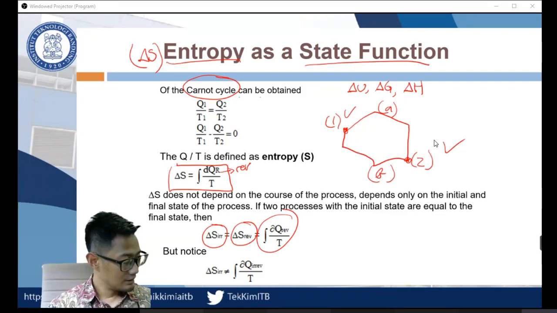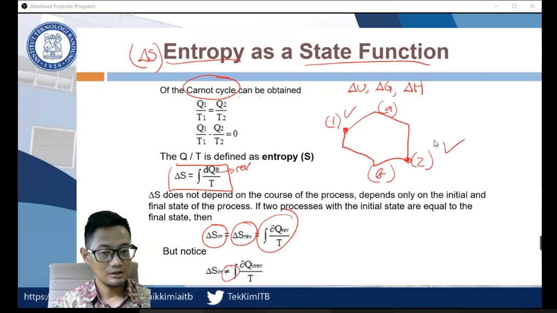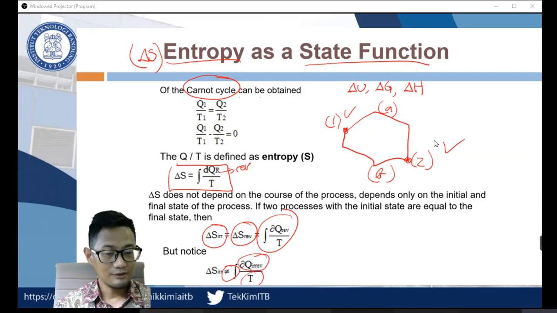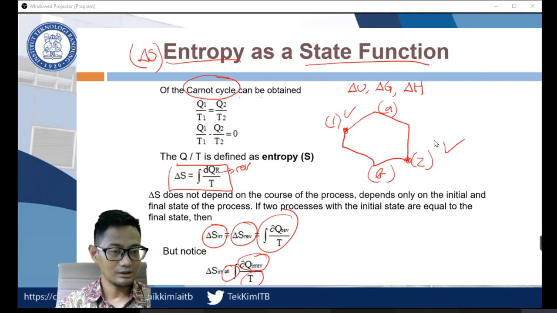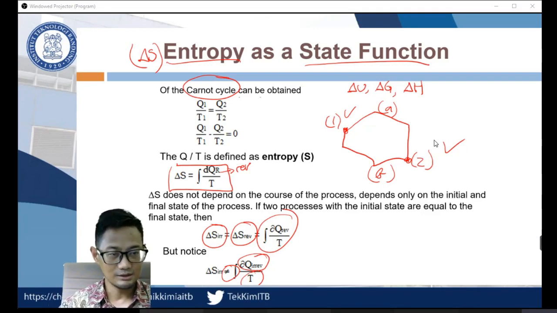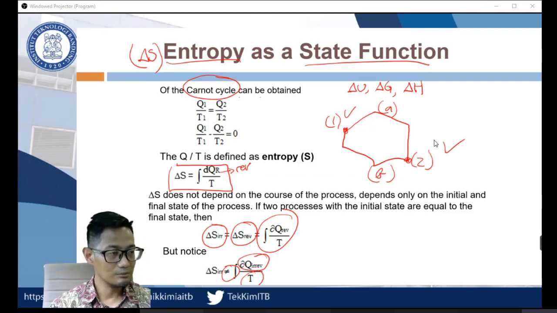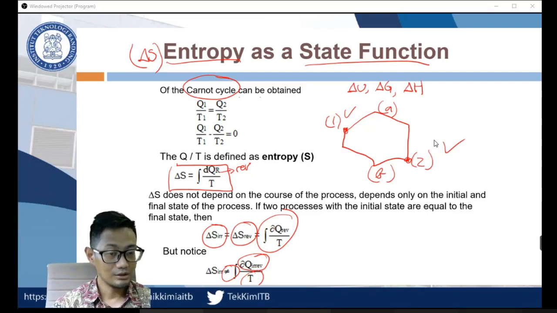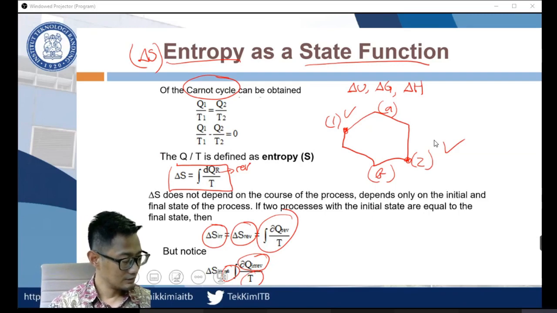And please be aware that delta S irreversible is not the same as Q irreversible divided by temperature. We will have an example related to this one. The one that you calculate based on thermodynamic calculation is reversible heat, not irreversible heat. The irreversible heat should be measured. You need a device that measures the heat coming out from the system or consumed by the system, not calculated. Okay.